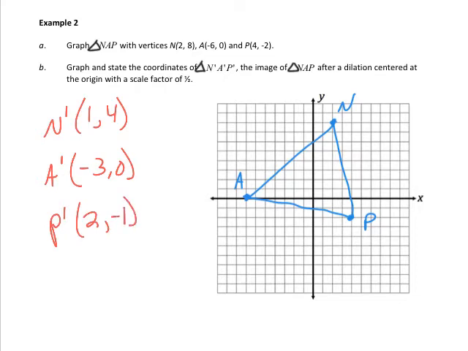Now I can graph these guys, 1, 4, and what you will see is an image that's scaled down from the original. So there's N prime. A prime is negative 3, 0. There's A prime. And P prime is 2, negative 1. There he is. So there's my scaled image. If you were to measure the side lengths, you would see that AP is going to be twice as big as A prime, P prime, because everything is scaled by the same factor. The coordinates create the sides that are scaled down by half.